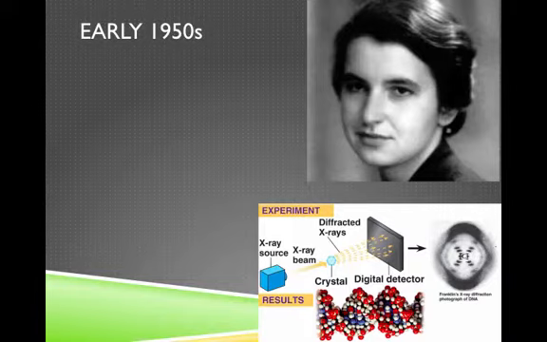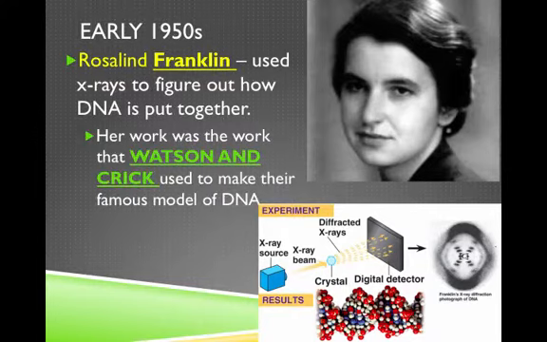In the early 1950s, there was a scientist named Rosalind Franklin, who I have mentioned before in class, and most of you, I think, will remember her a little bit. Rosalind Franklin used X-rays after she had put DNA into crystal form to figure out how it was put together. She took pictures using X-ray crystallography and took a famous picture known as Photo 51, which, if you're looking at the screen right now, is in the lower right-hand corner.